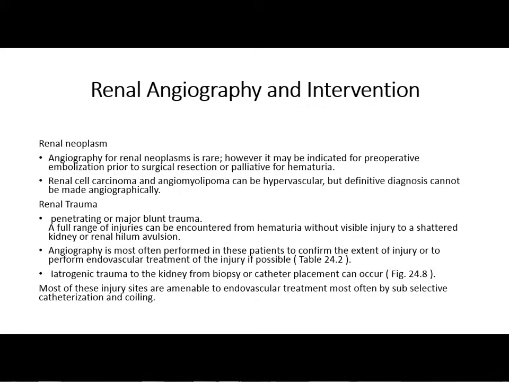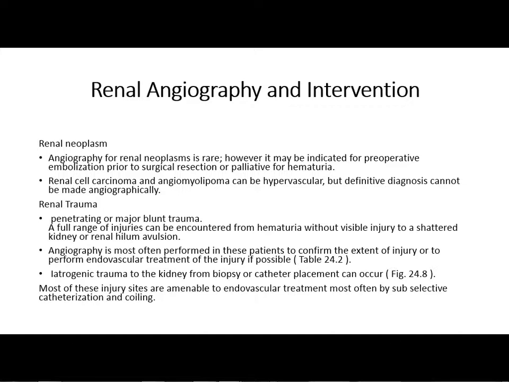Renal neoplasm. Angiography for renal neoplasm is rare. However, it may be indicated for preoperative embolization prior to surgical resection or as palliation for hematuria. Renal cell carcinoma and angiomyolipoma can be hypervascular, but a definitive diagnosis cannot be made angiographically.